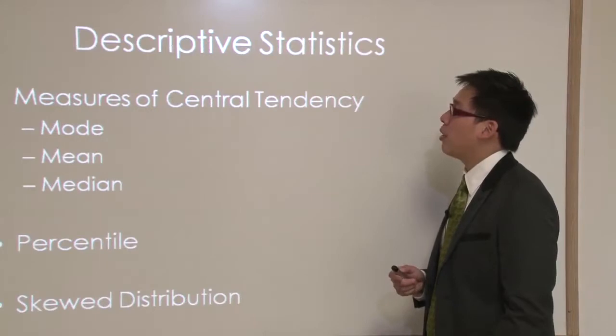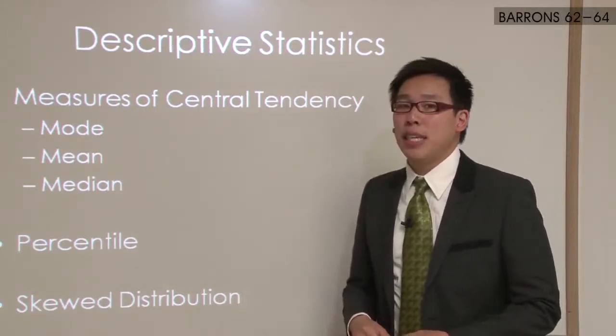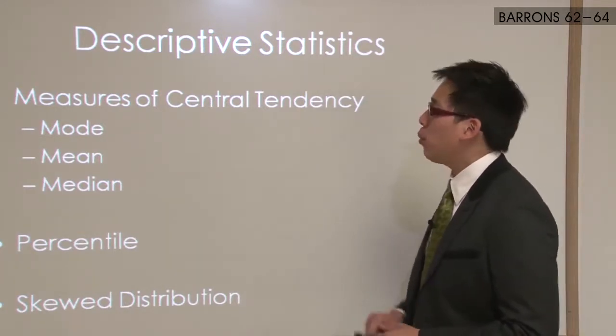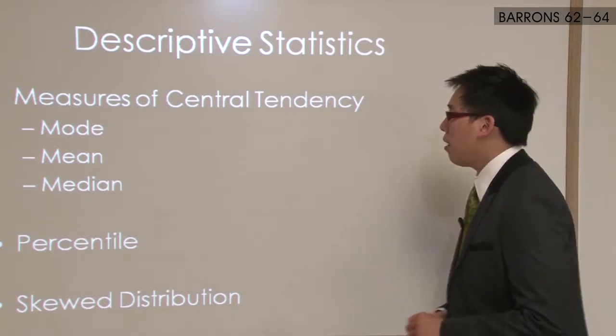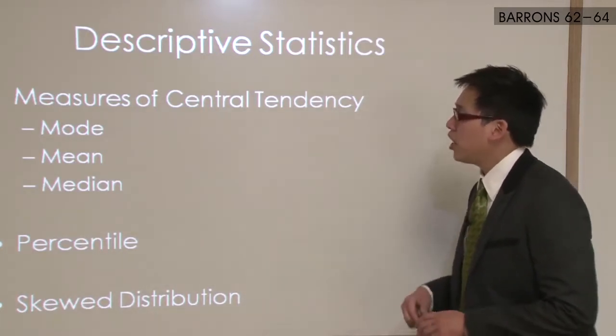Okay, let's start with descriptive statistics. The first thing that we have to do is measure the central tendency. What is the average, basically, of this data set? There are three ways that we're going to look at: the mode, the mean, and the median. So let's talk about each of them first.